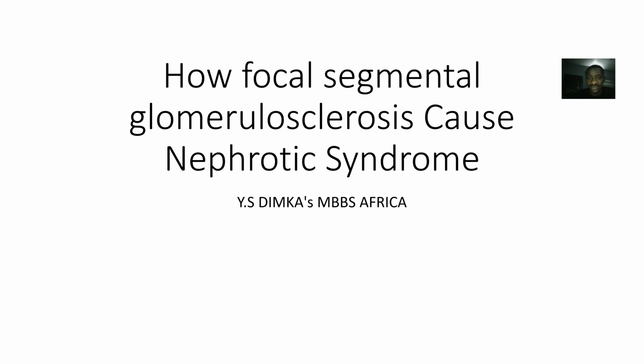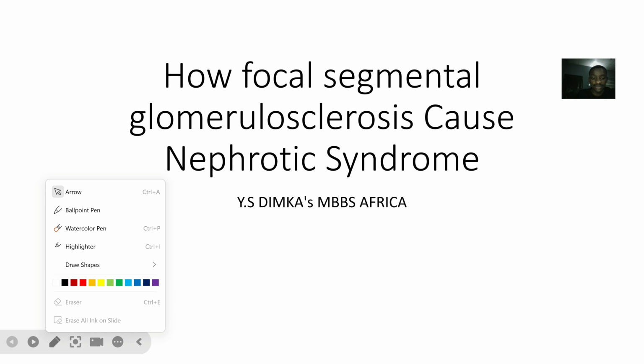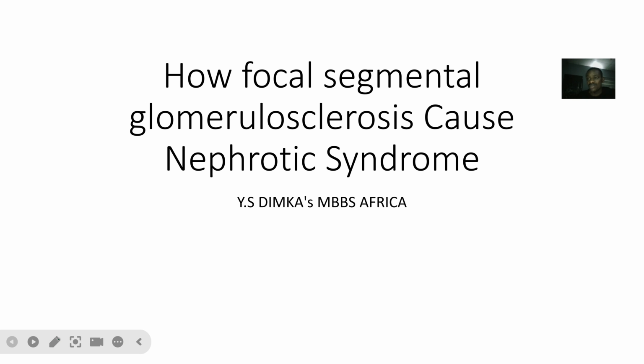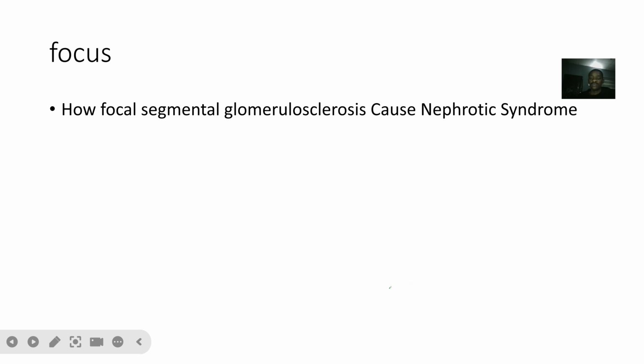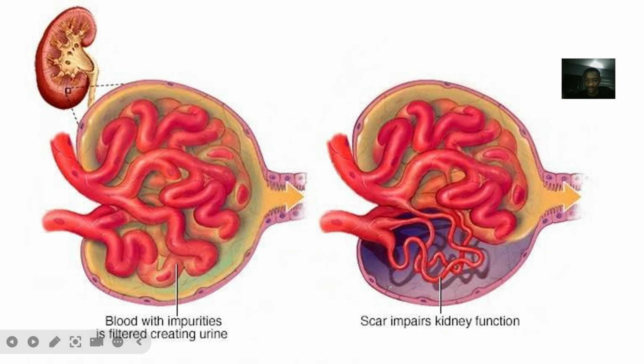Focal segmental glomerulosclerosis is another cause of nephrotic syndrome, but we don't just want to list things without trying to give possible good reasons why these things are occurring. So you usually call it FSGS. Okay, so I'm trying to give good explanations of how this can cause nephrotic syndrome.